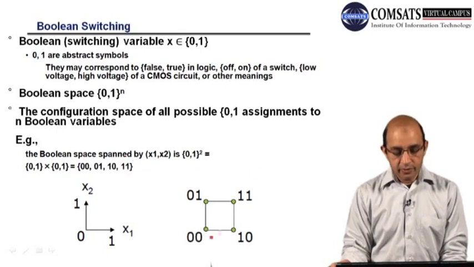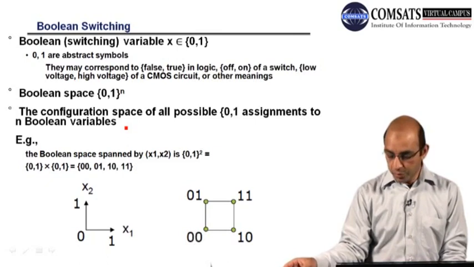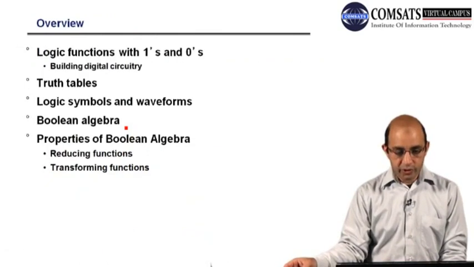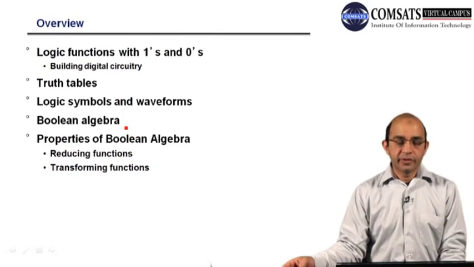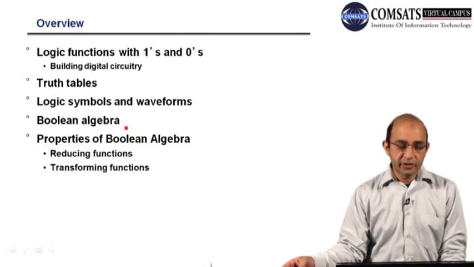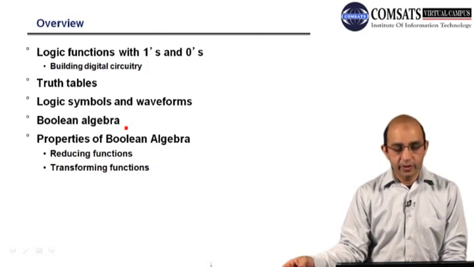And if you talk about their representation in a square, you can see that we have 0 0, 0 1, 1 0, and 1 1. So this is how you think about Boolean algebra regarding switching. After a little bit of introduction of Boolean algebra, these are the bullets which we will be going through in today's lecture.